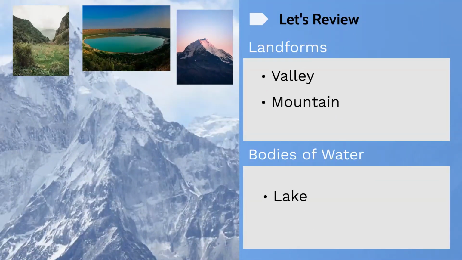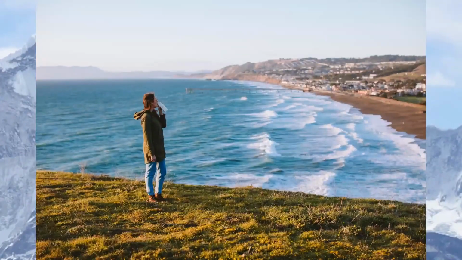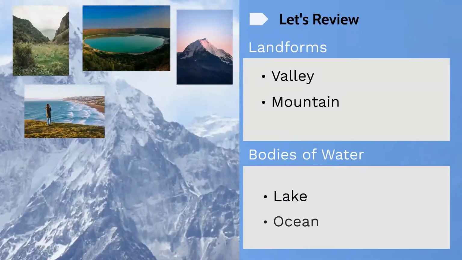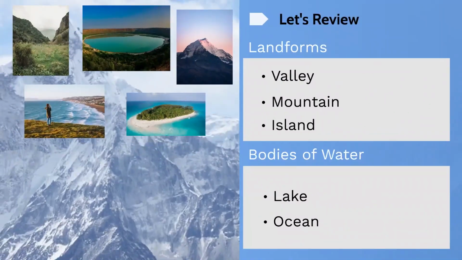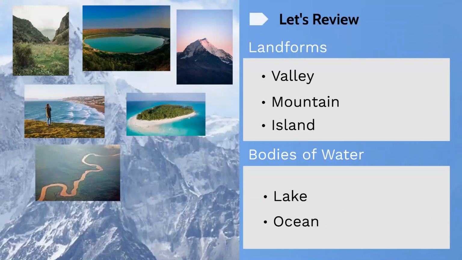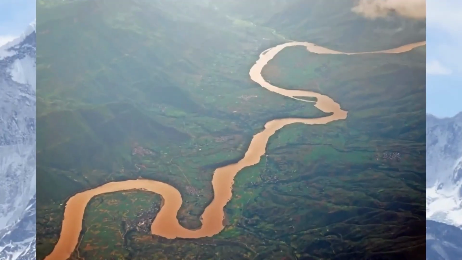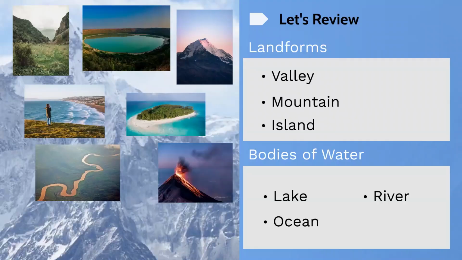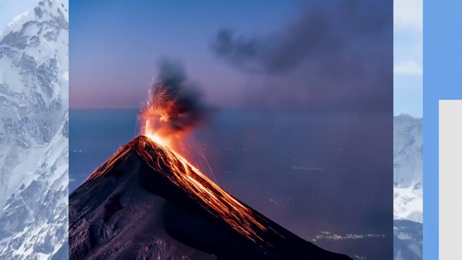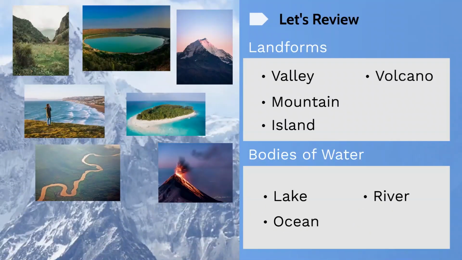A mountain. Okay. What do you see here? An ocean. What about now? What's that? An island. And now? You guessed it, a river. Ooh, and the dangerous one. A volcano.